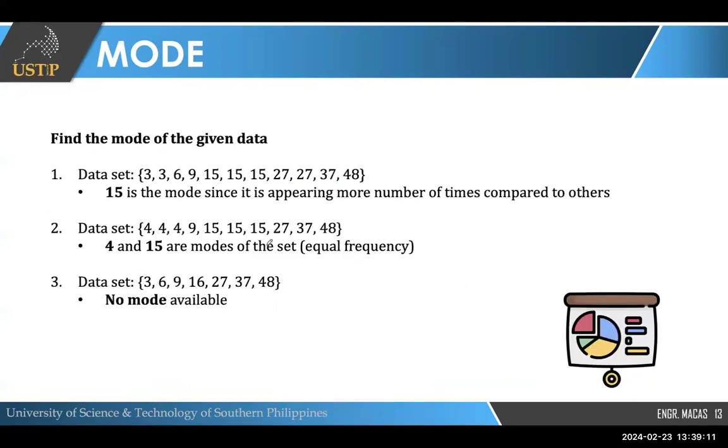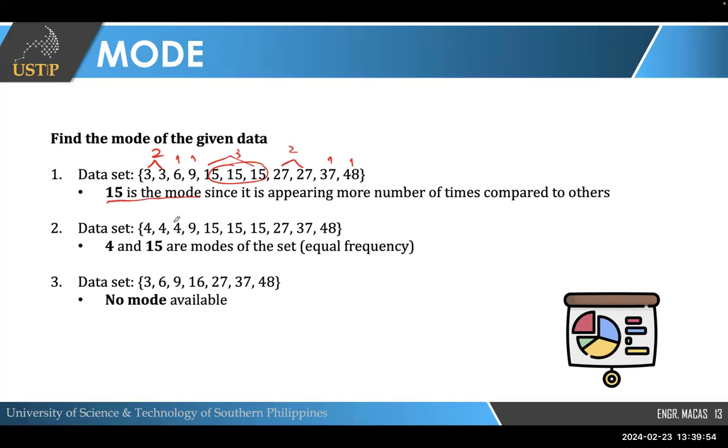Okay. So this is what you do for getting the mode. If you have a data set here, for example, 3, 3, 6, 9, 15, 15, 15, and so on. All you have to do is identify which observation occurs most frequently. So in this case, 3 occurs twice. 6 occurs once, 9 once, 15 thrice, 27 twice, 37 once, 48 once. So the observation that occurs most frequently is 15. That means 15 is the mode of this data set.